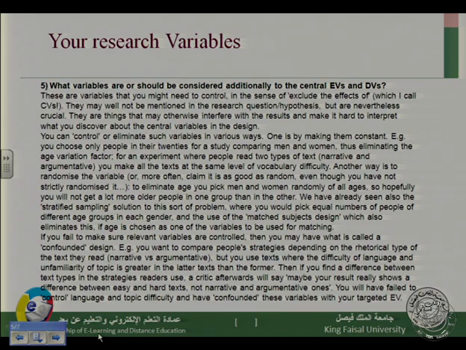We have already seen also the stratified sampling solution to this sort of problem, where you would pick equal numbers of people of different age groups in each gender, and the use of the matched subject design, which also eliminates this if age is chosen as one of the variables to be used for matching. Well, yes, in matched subjects, you have two matched subjects, same age, same criteria, same characteristics, same features, same background knowledge, and etc. This is one way of eliminating variables.